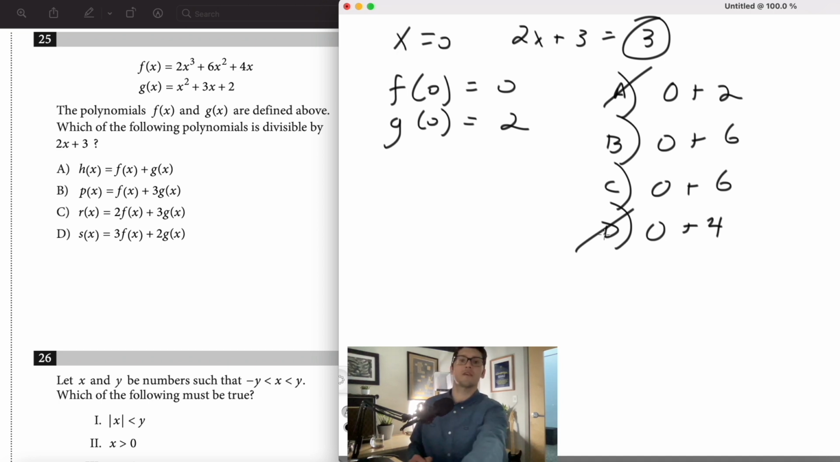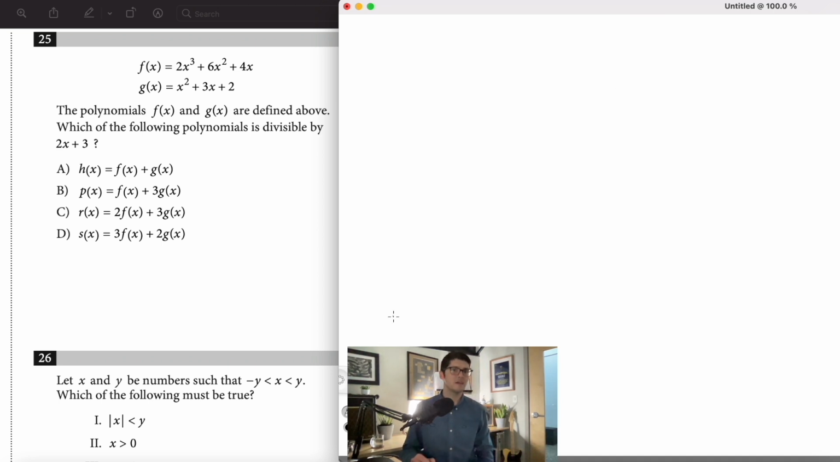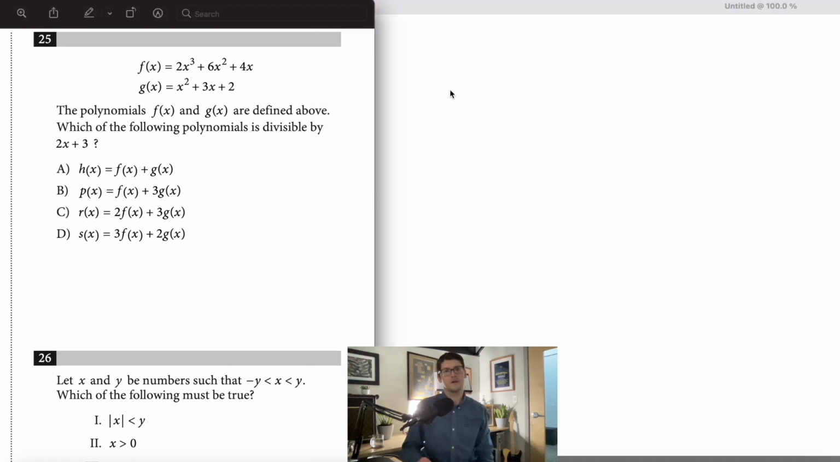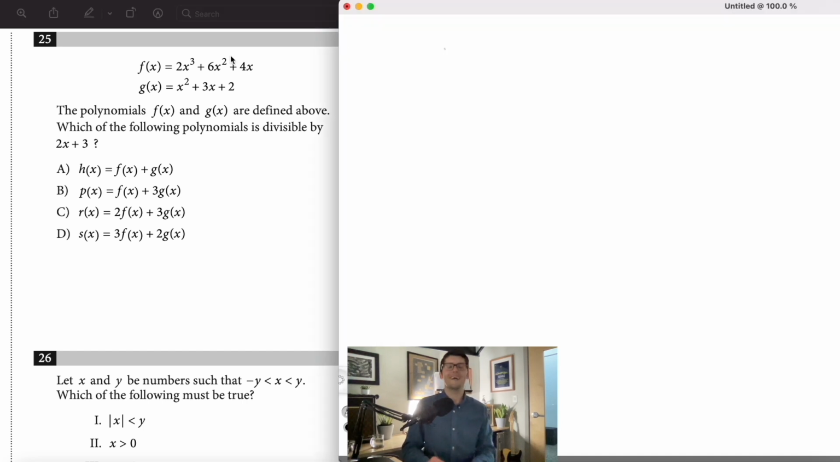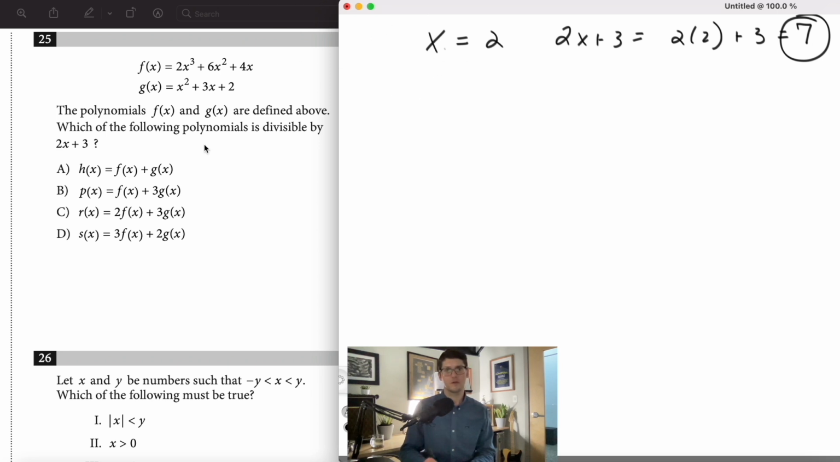Just because this is kind of tricky for folks, I'm going to try out yet another value. I don't even want to try out something crazy. I'll try out 2. This 2 might work for multiple answers, so fair warning here. x equals 2. That means 2x plus 3 equals 7, right? 2 times 2 plus 3, which is 7. If you have x is 2, we're trying to be divisible by 7.